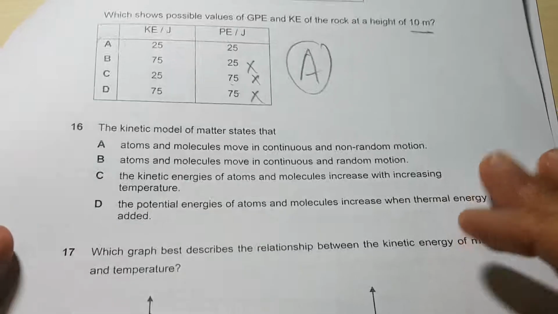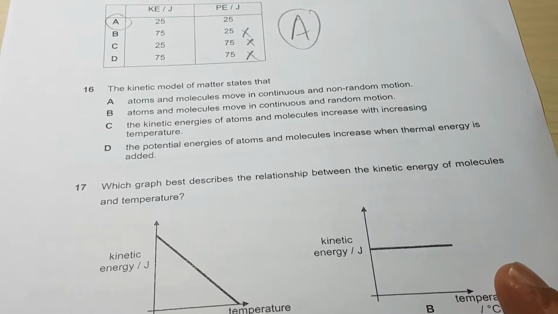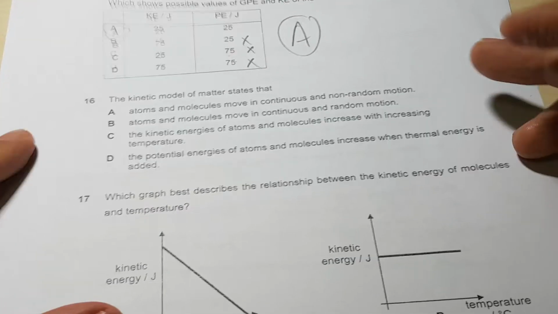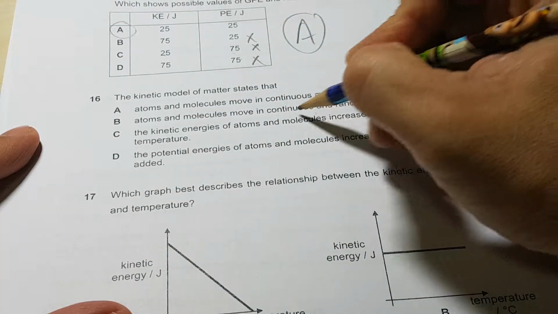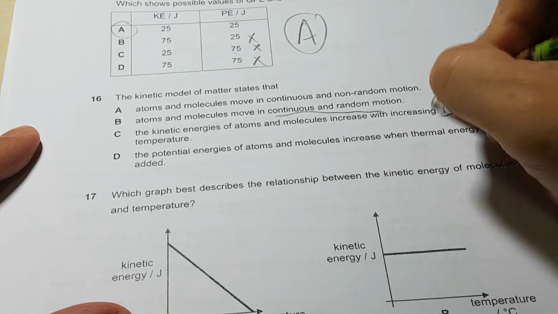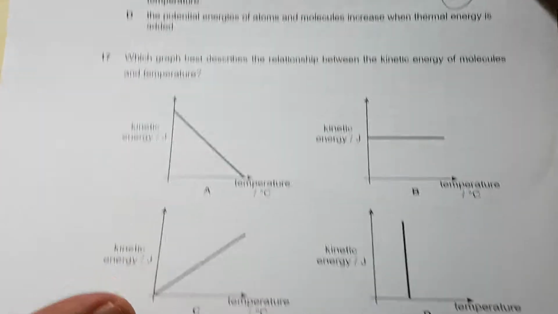Okay? Question 16. Kinetic model 6. This is just a definition. Okay, they are always in continuous random motion. Question 16, C.